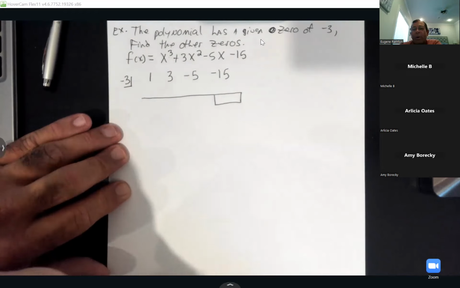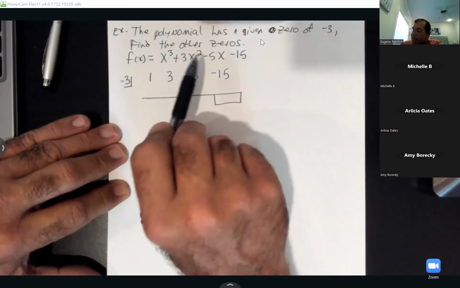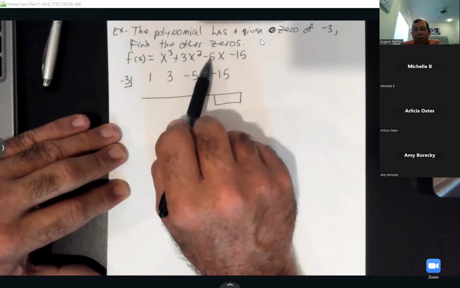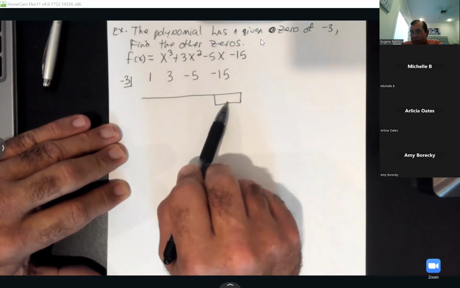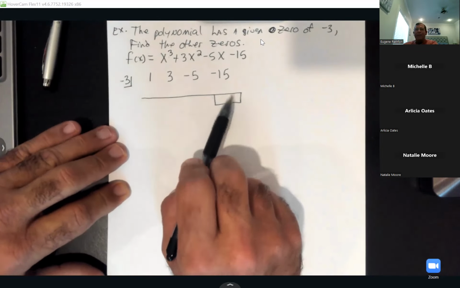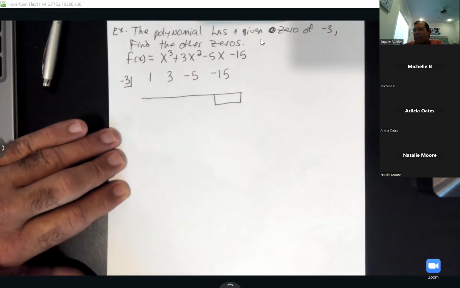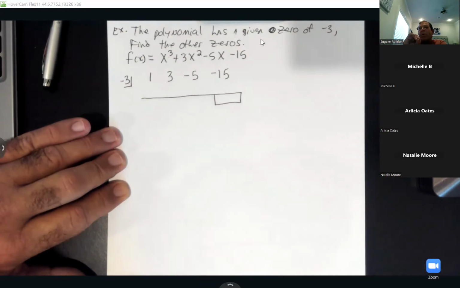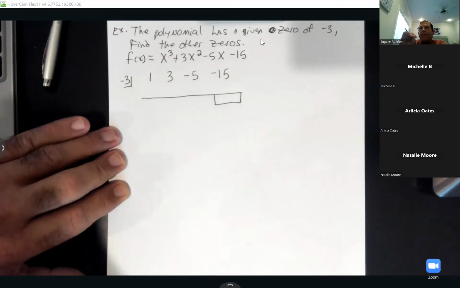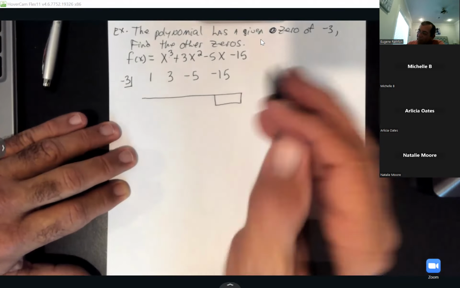Now, let me ask y'all this question. If -3 is a zero of this polynomial, what does that remainder have to be when I'm done? A 0. Because remember, that's how we was checking them yesterday. And that's why we were doing synthetic division yesterday. And we were checking to see if numbers were zeros, if they had that 0 remainder. Good job. All right, y'all.